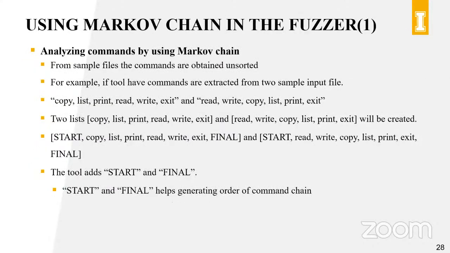So we are going to start with analyzing commands by using the Markov chain. From the sample input files, the commands are obtained and sorted. For example, if the tool has commands from two sample input files, we have a list: copy, list, print, write, exit, and read, write, copy, list, print, exit as the commands from the two sample input files. So we are going to have two lists created.